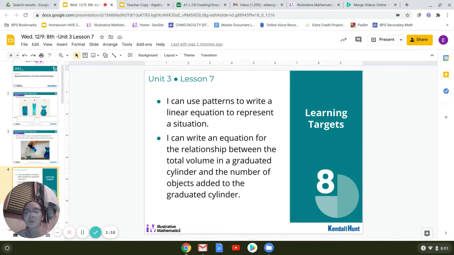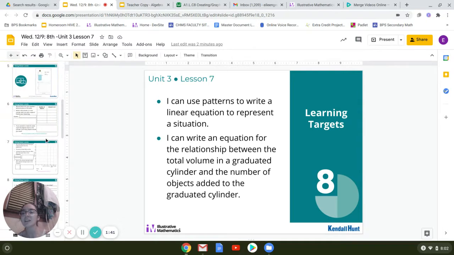Next, we're going to be able to write an equation for the relationship between the total volume in a graduated cylinder and the number of objects added to the graduated cylinder. So this one is really focused on what we did in class today. This one isn't worked on too much this afternoon. It's a super specific learning target. We don't usually have learning targets this specific, but today we're doing it.